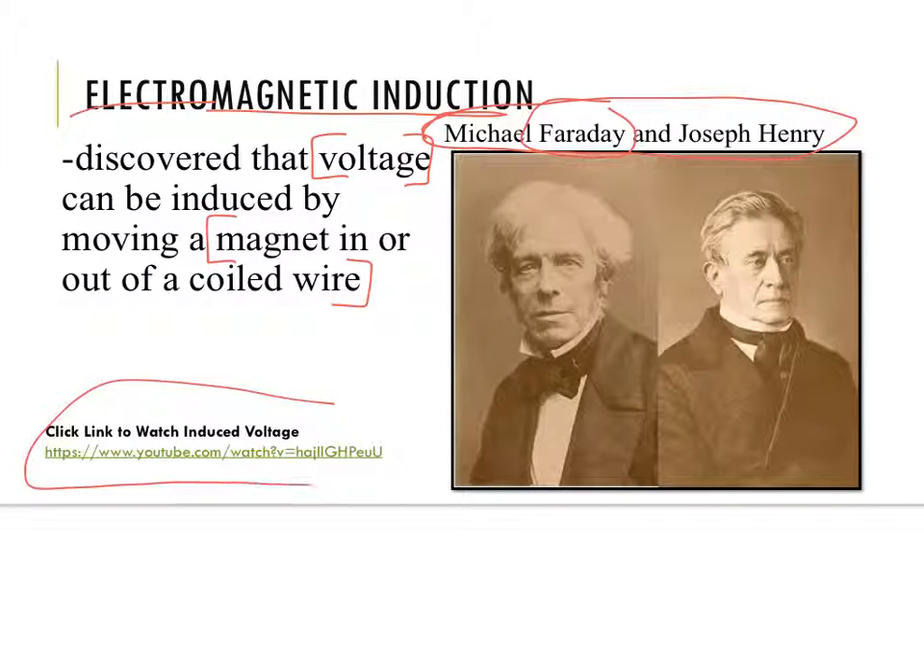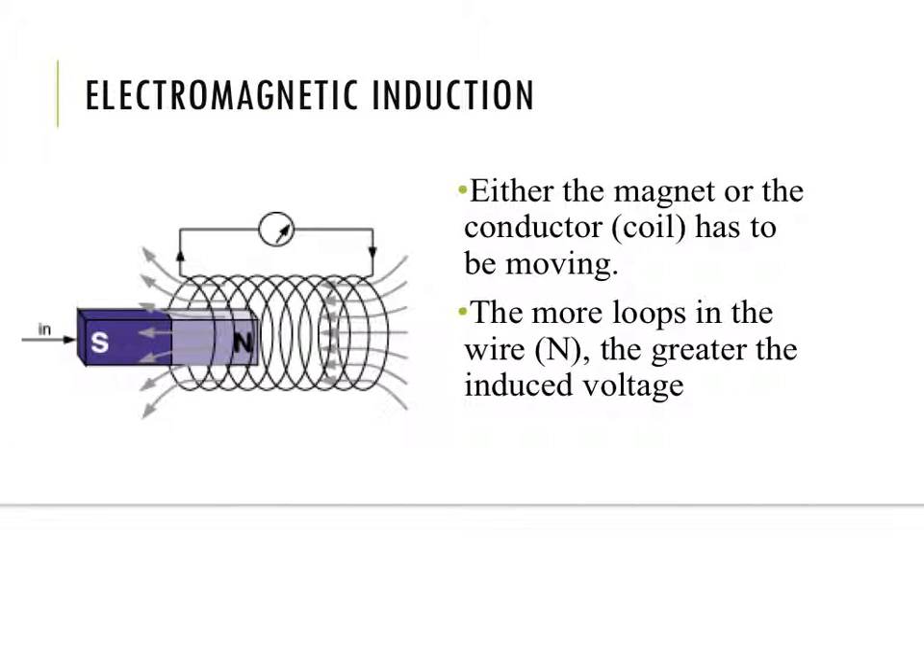Now, if you go to this YouTube link, which is in Canvas as well, or take a look at it, it'll show you that simply putting a magnet in and out of a coiled wire will create voltage. Here's an example. So here's the bar magnet, and if you're pushing it in and out of the coil, by simply doing that, you actually start to create a voltage, which leads to a current. So either the coil or the magnet have to be moving, but they have to move past each other.